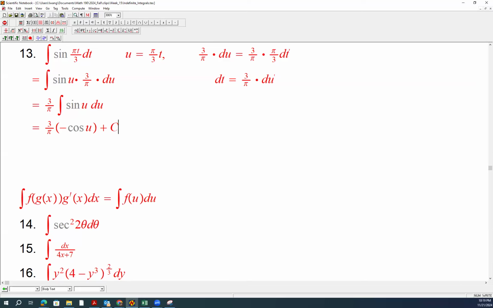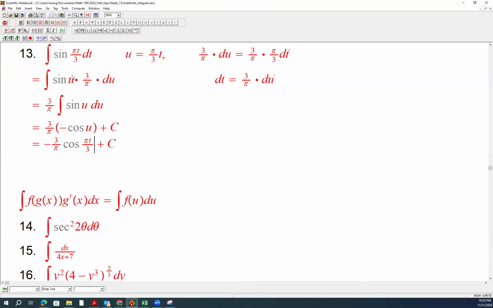Okay, and of course you can bring the negative sign in the front. Oops, sorry. In the front, remove the parentheses, replace the u by its equal, or you replace this by this piece. So you don't have to put parentheses. That's finished.